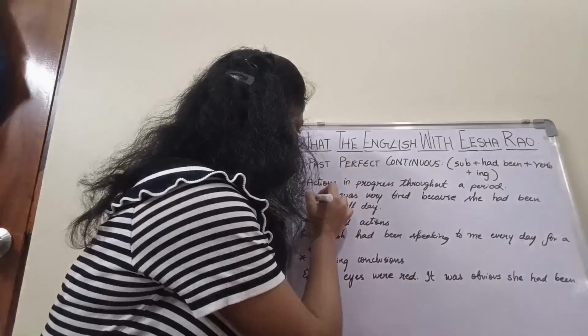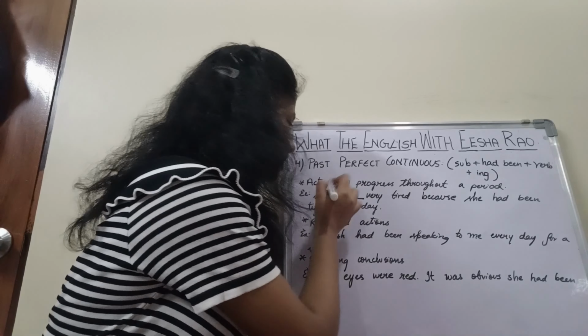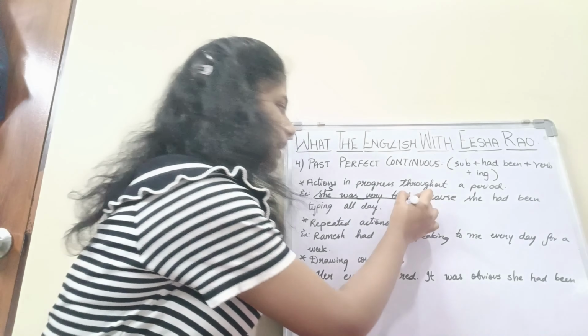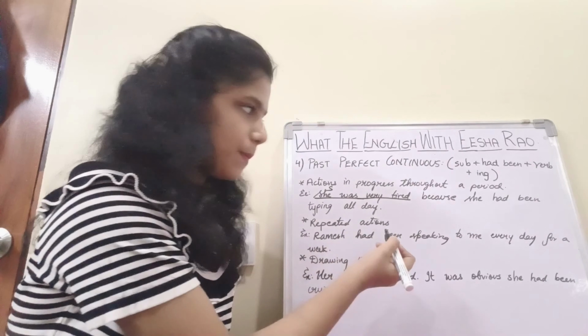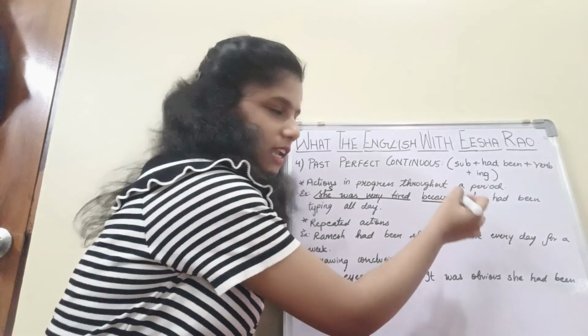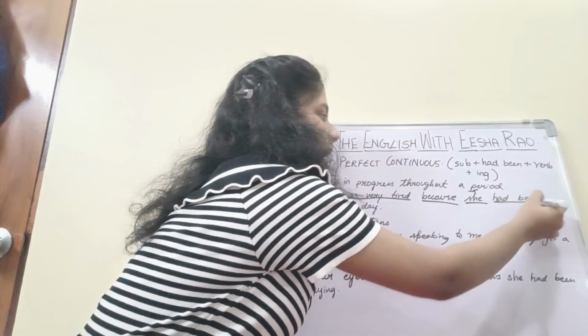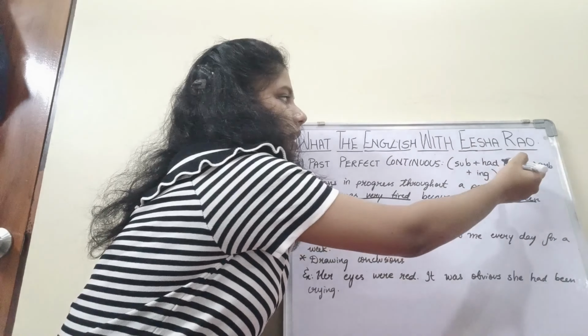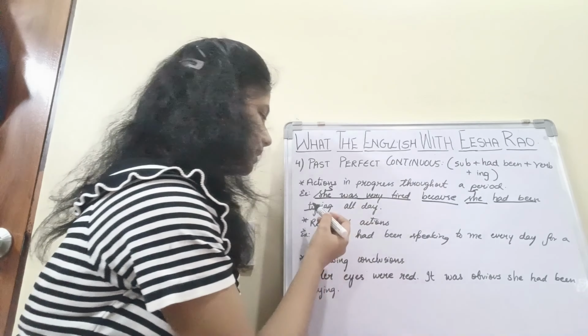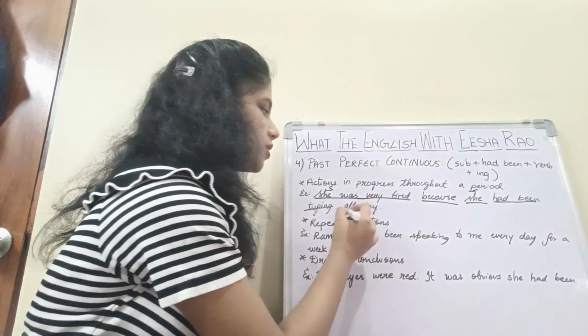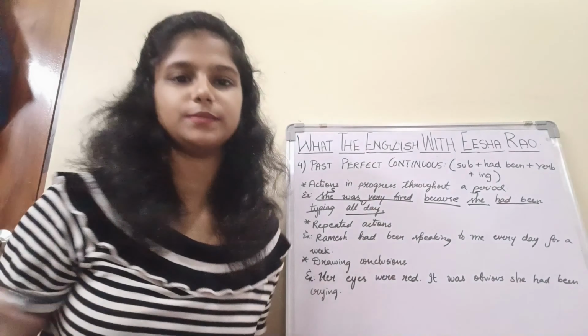Here, she will be the subject. Was very tired will be the simple past tense. Because is the conjunction. She is also the subject again. Had been typing is here. Had been plus verb will be typing, and the ing form is used. All day is the object.